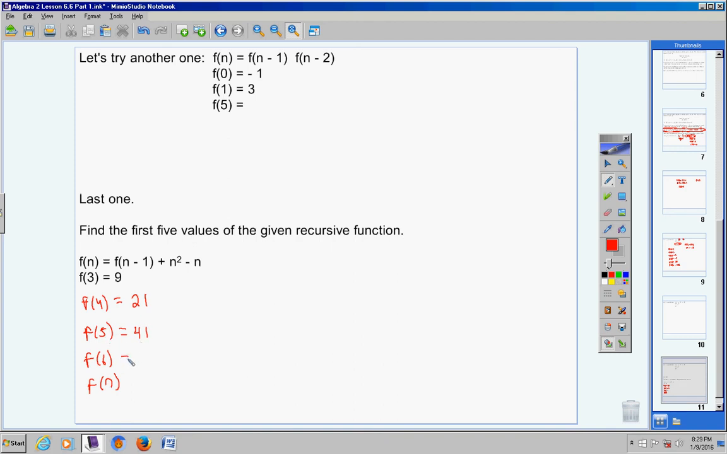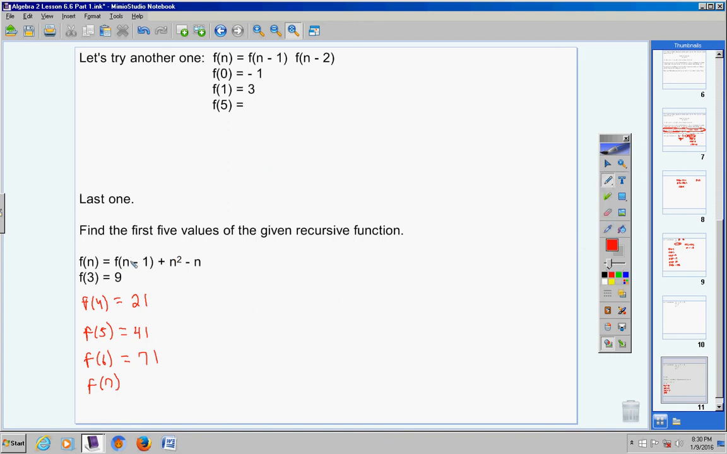Okay, alright, now we're going to evaluate f of 6. So I'll put a 6 right here. 6 minus 1 is 5, so f of 5 plus, now for n, I'll put a 6 right here. 6 squared is 36. And then negative n, that's negative 6. Okay, what does f of 5 equal? 41. So 41 plus 36 is 77 minus 6, which would give you 71.